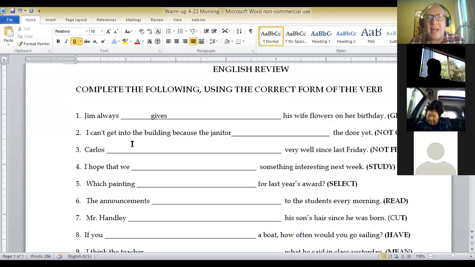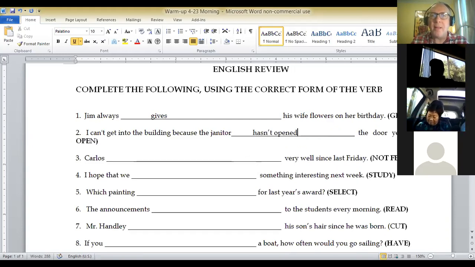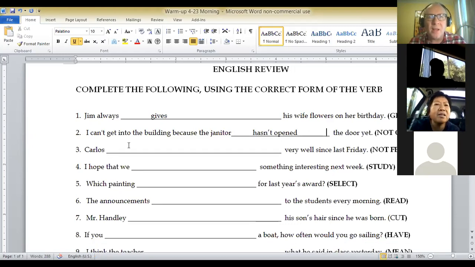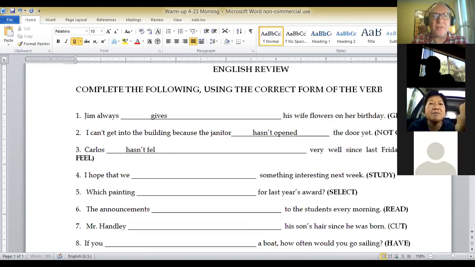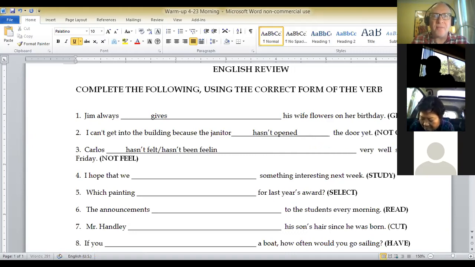The next one, I can't get into the building. Why not? Because the janitor doesn't open, doesn't or hasn't? Hasn't. Hasn't open, right? Because of yet. Because it's not yet. All right, the next one says since last Friday. What can we say? Hasn't felt, or hasn't been feeling.